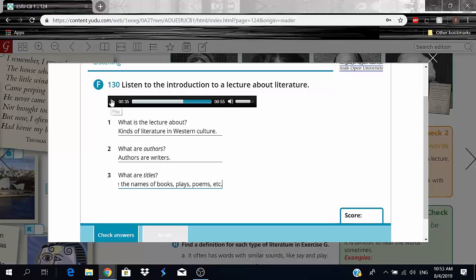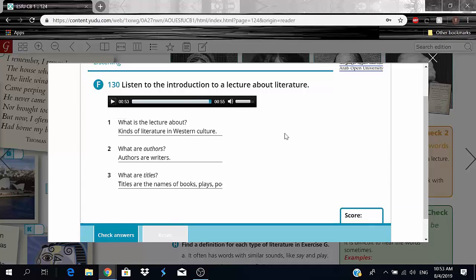Perhaps you're already asking, what is literature? Well, some say it is the art of writing. Literature gives us new experiences, ideas, feelings, and meanings. So, firstly, there are novels.